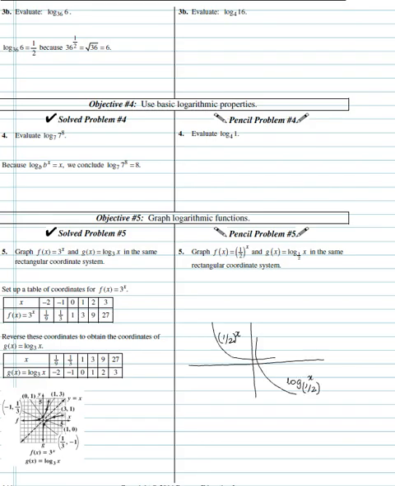Evaluate log 16 to the base 4. So I'm asking myself a question, to what power should I raise 4 to give me 16? So log 16 to the base 4 is 2. I can cross check: 4 raised to the second power is 16. Or if you want to put it in your calculator, you're going to simply put log 16 over log 4.